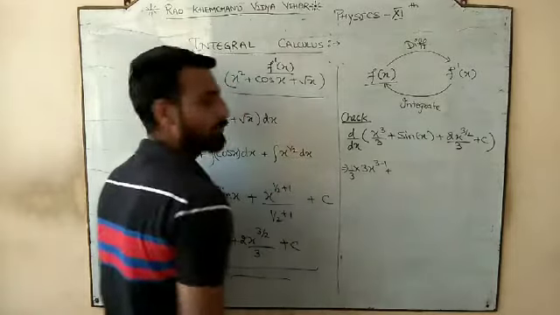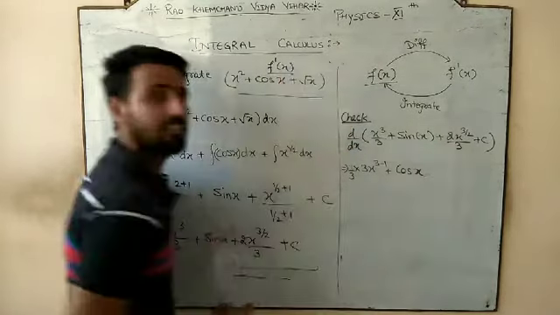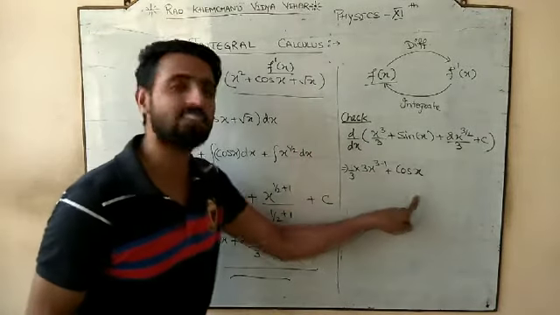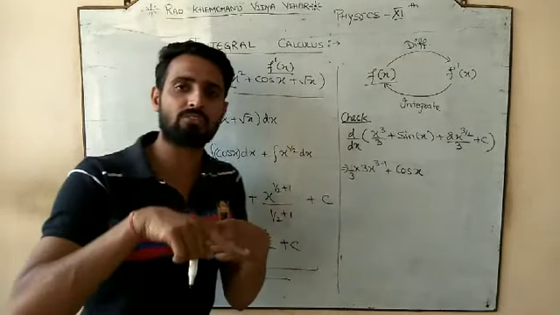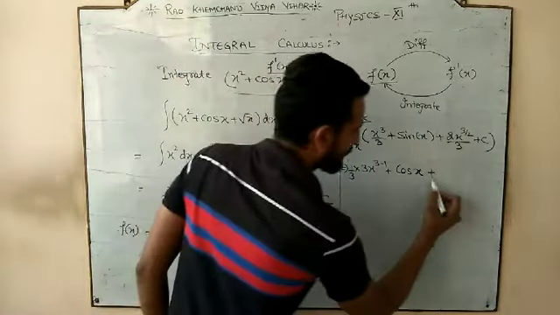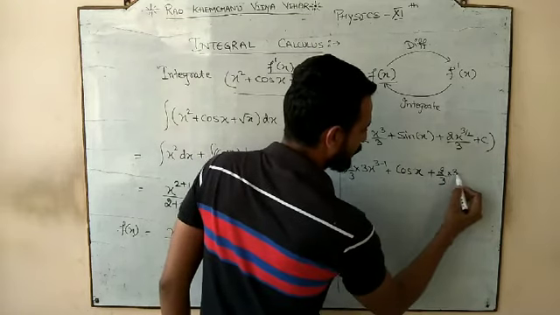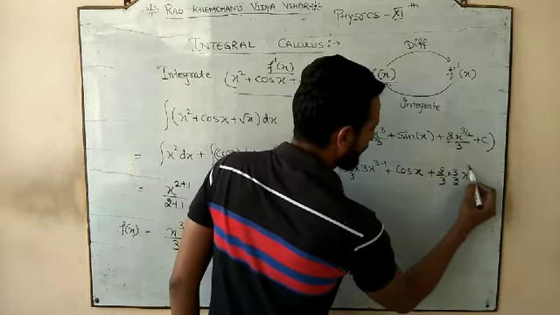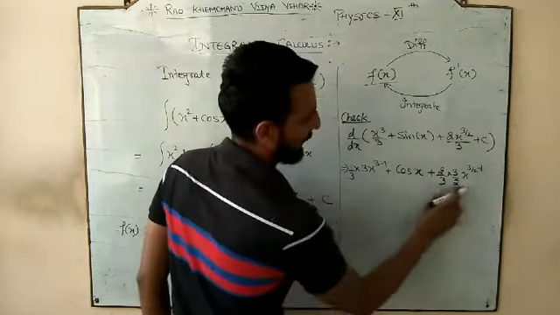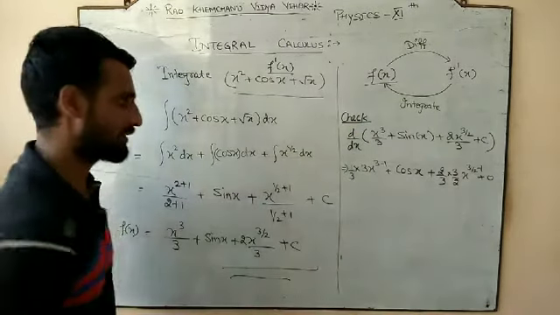Now second term, sin x. Differentiation of sin x is cos x. But integration of sin x is minus cos x. So please be clarified. Plus, now 2 by 3 is a constant. What is the power? 3 by 2, and x power 3 by 2 minus 1, x power n minus 1. And differentiation of a constant is 0.